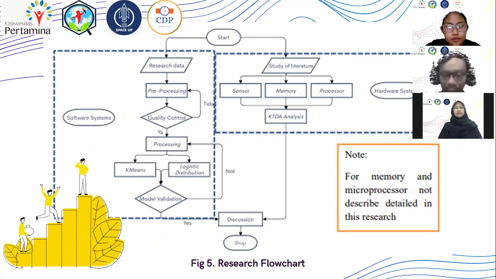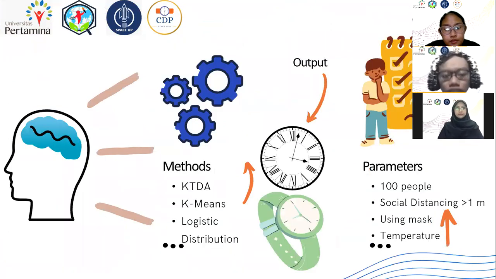But in this research, it is just for the sensor. And then for decision making, we have KTDA analysis and discussion. The methods are KTDA, K-means, and logistic distribution, with output of classification and recommendation. And then the parameters: we have 100 people, and the parameters of healthy condition in this data are social distance of 1 meter, wearing a mask or not, and temperature.